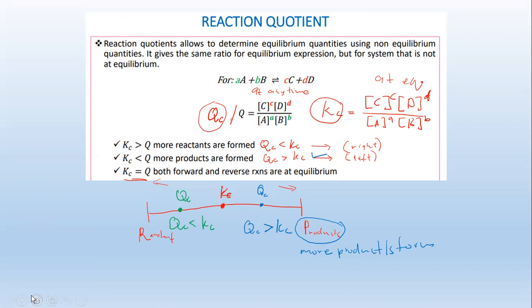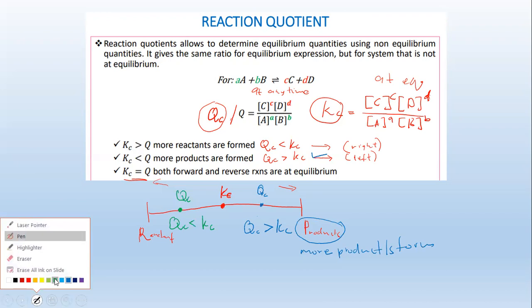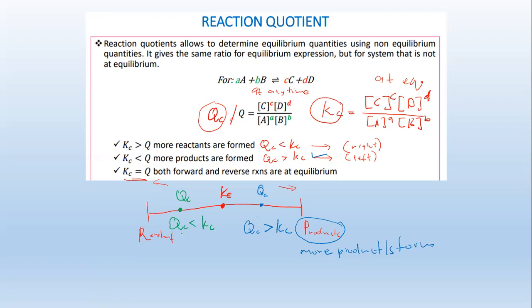But when Qc is less than Kc, it is on the side of the reactants. That means on this side, we're going to have more reactants formed. Remember, the equation is reversible, so you can form the products and the reactants back and forth. So Qc is on the side of the reactants. We know that when Qc is less than Kc, we are talking about more reactants in our chemical equation.